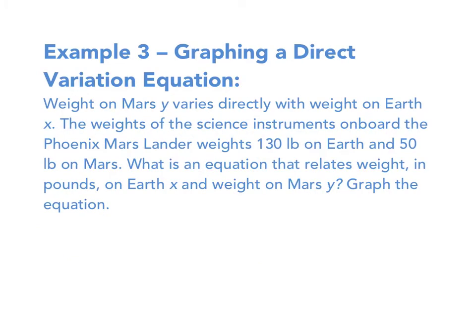So now we have an application question that not only takes into account creating the direct variation, but also graphing it. This problem says the weight on Mars, y, varies directly with the weight on Earth, x. The weight of the science instruments on board the Phoenix Mars lander is 130 pounds on Earth and 50 pounds on Mars.